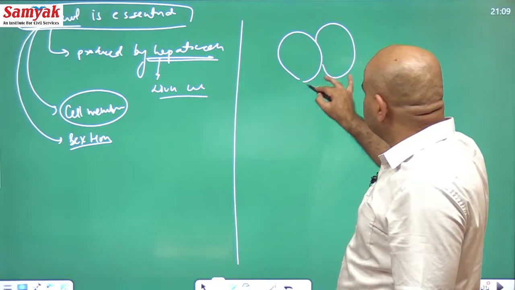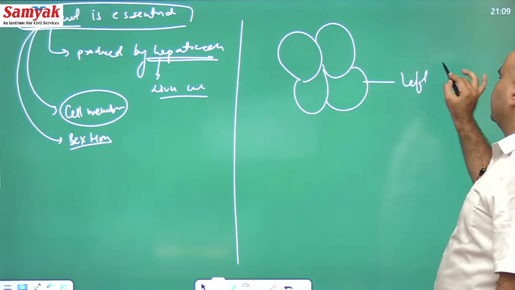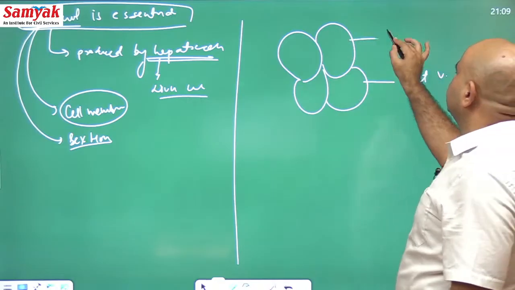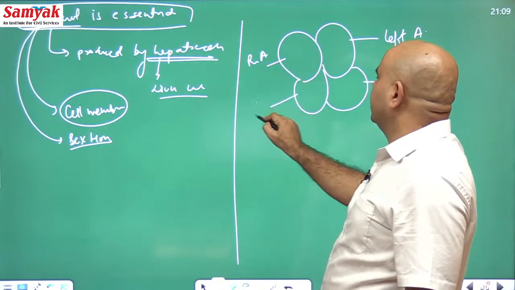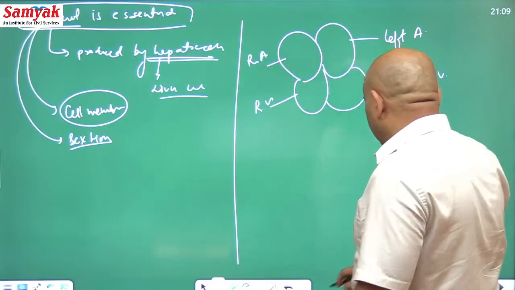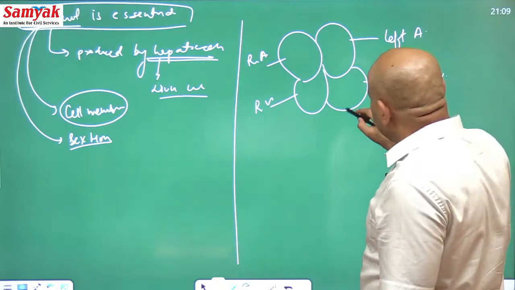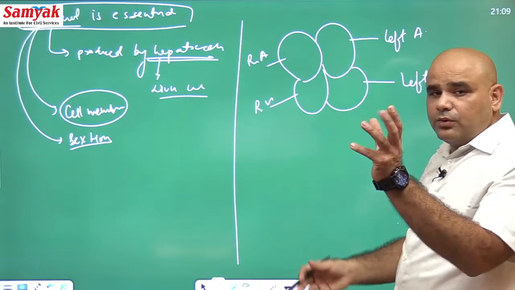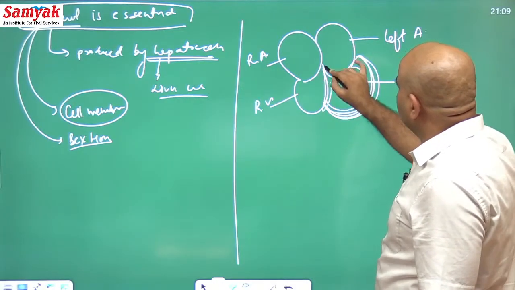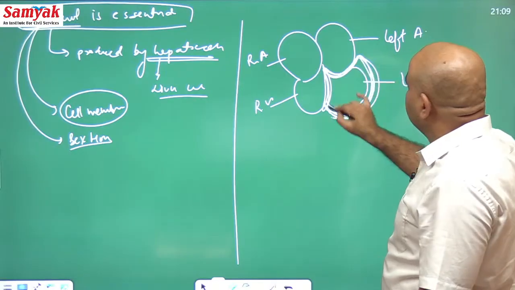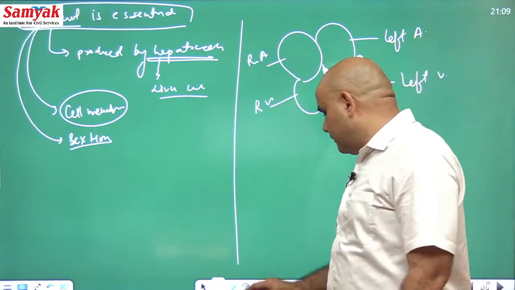There are 4 chambers in your heart. Now this is left ventricle. This is left atrium. This is right atrium. This is right ventricle. Now you have to focus on the left ventricle. The left ventricle is the largest out of 4 chambers. Remember this. The wall of the left ventricle is slightly thicker than the walls of the rest of the chambers of your heart.